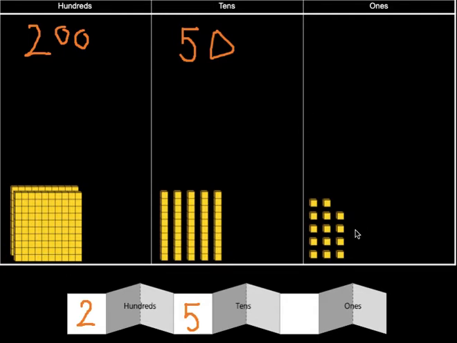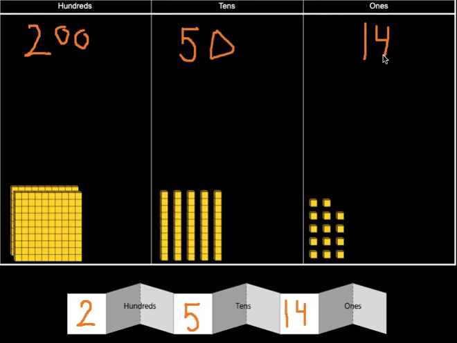What about our ones? How many ones do we have? 14 ones, right? Okay, so 14 ones is the number 14, of course. Okay, so then our number is 250, 14. Huh, is that a number? 250, 14. No way, that's not a number.